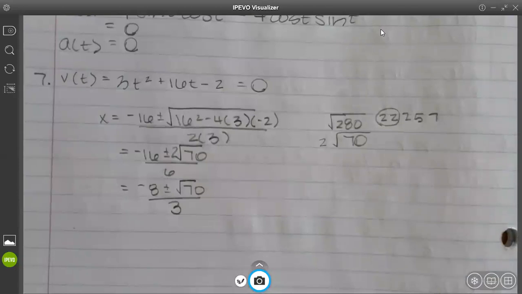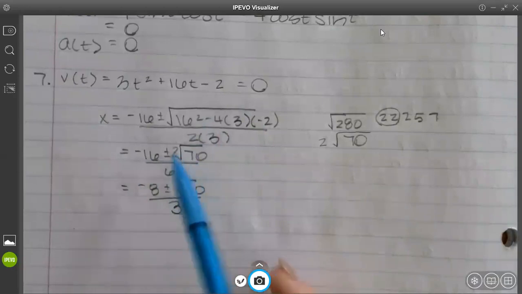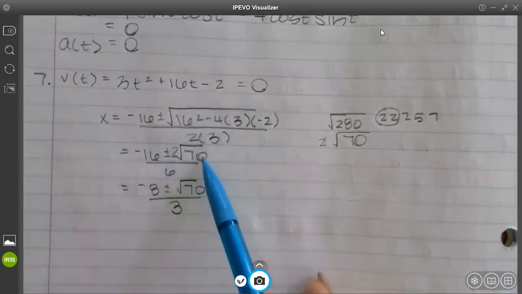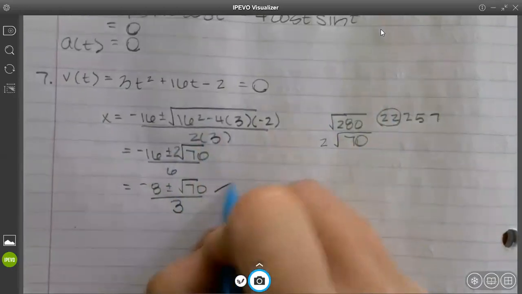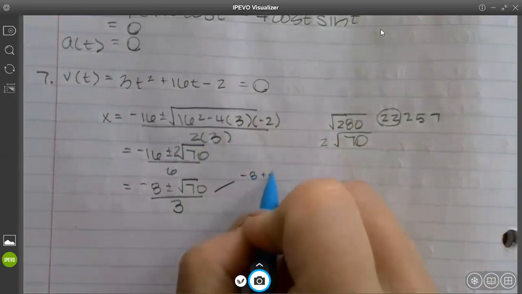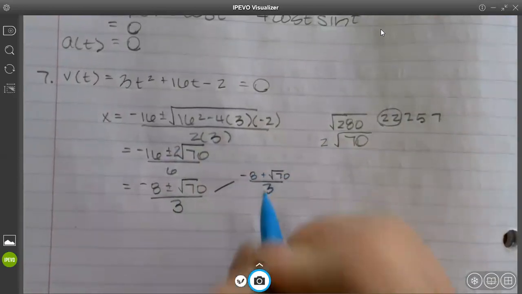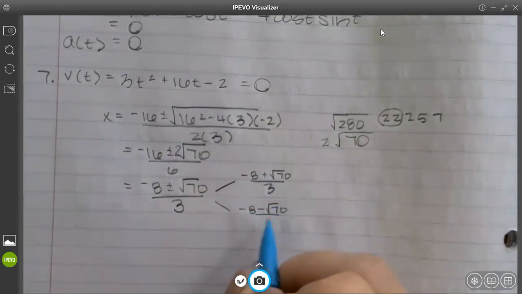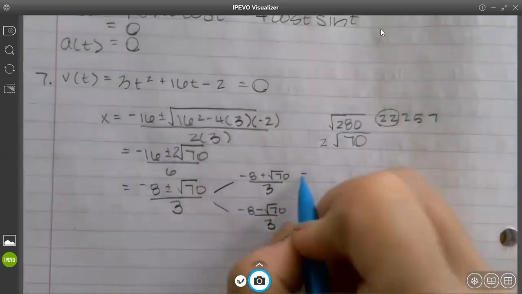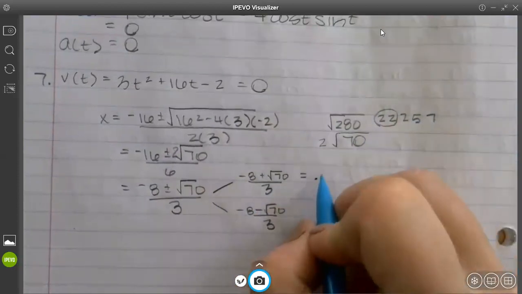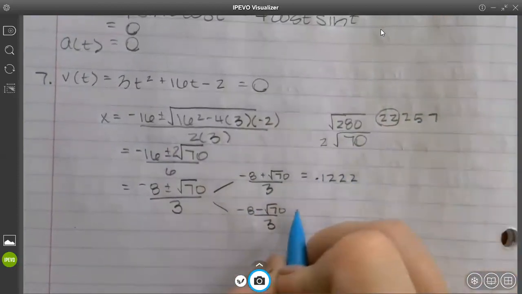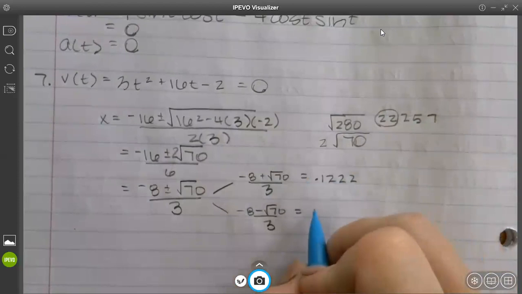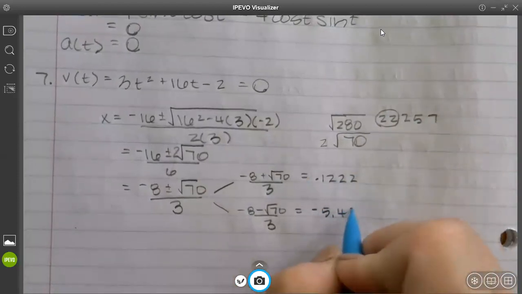Pretty simple. All right. So then work with your triangle of numbers instead of using your square root, and here's your numbers. If we do negative 8 plus the square root of 70 over 3, and negative 8 minus the square root of 70 over 3, the plus gives us 0.1222. The minus gives us negative 5.455.